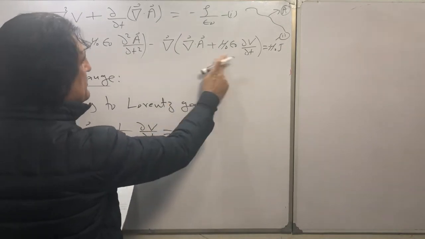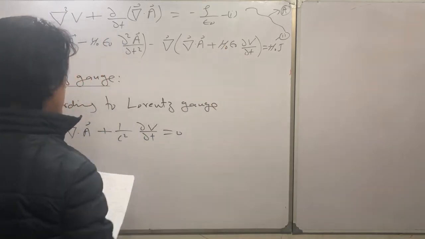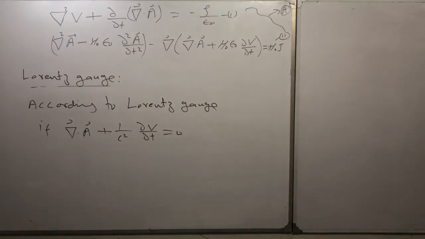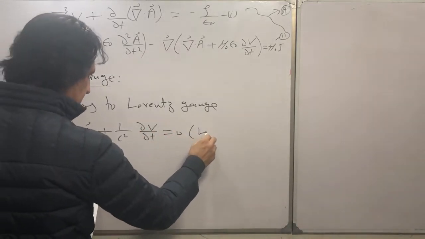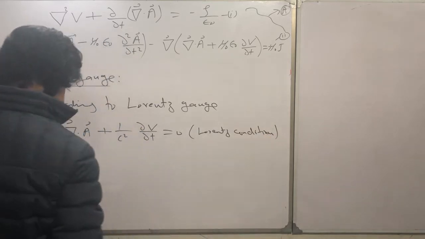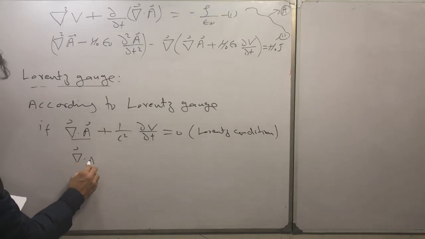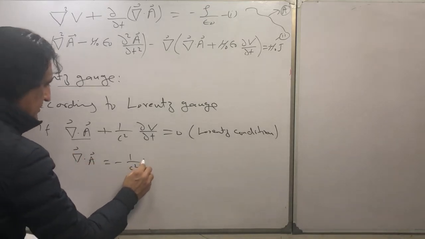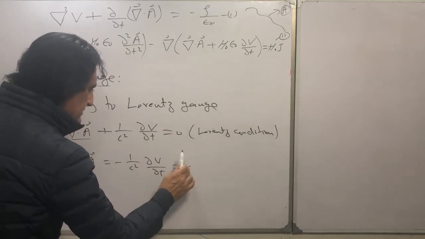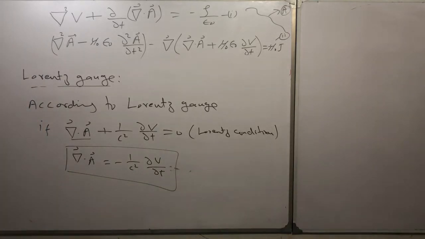I think this term in equation number 2, if we consider this equal to 0, then this is the Lorentz condition, the Lorentz gauge condition. Then the divergence of A is equal to minus 1 over c square partial V divided by partial t.